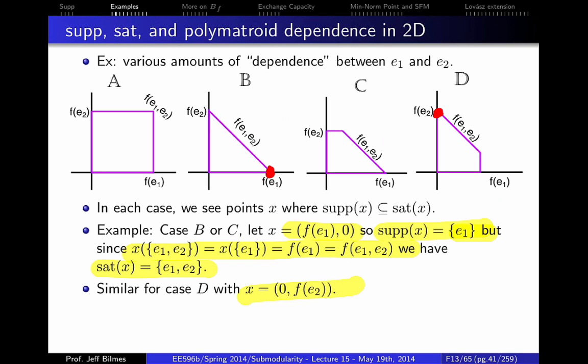Let's see, where can I write this? One second, I'll write it here. We still have in this case that f of E1 plus f of E2 is going to be greater than or equal to f of E1 comma E2?